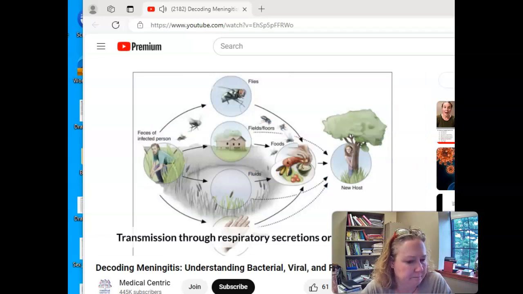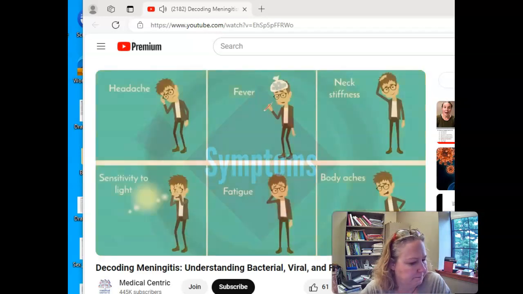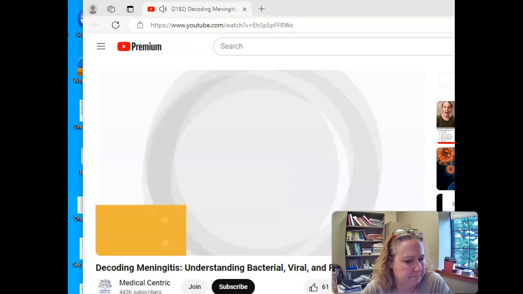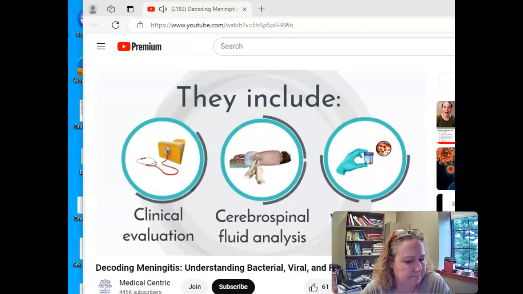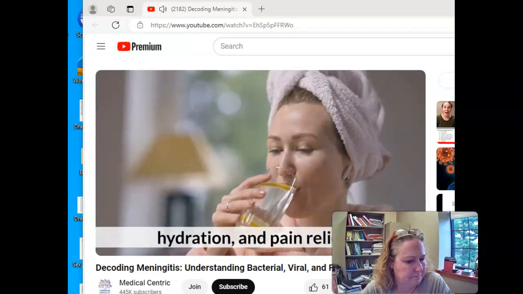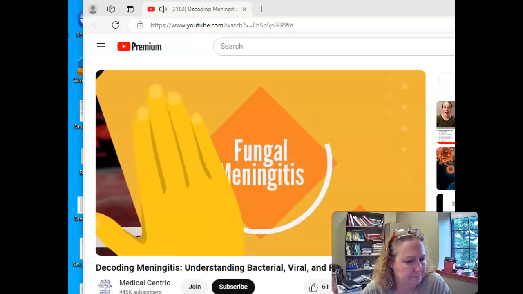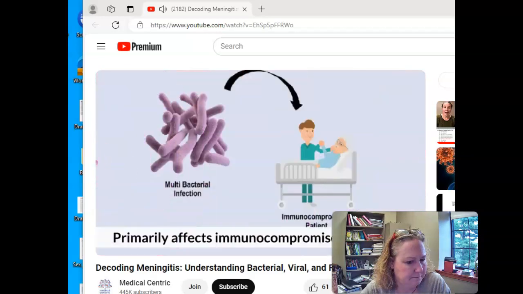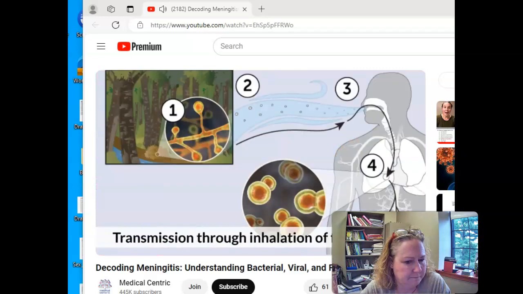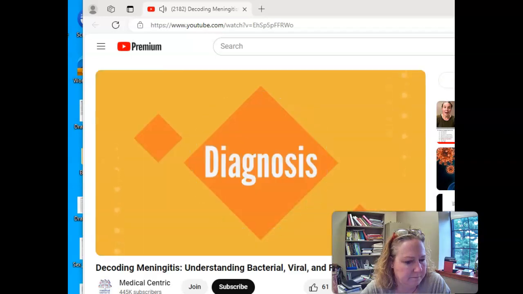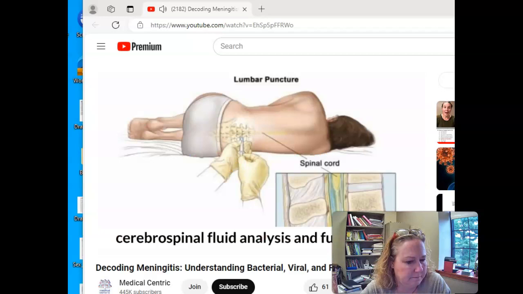Transmission through respiratory secretions or fecal oral routes. Symptoms: headache, fever, neck stiffness, sensitivity to light, fatigue, and body aches. Diagnosis: clinical evaluation, cerebrospinal fluid analysis, and viral testing. Treatment: supportive care, rest, hydration, and pain relievers. Fungal meningitis, caused by fungal infections like Cryptococcus neoformans or Histoplasma capsulatum. Primarily affects immunocompromised individuals. Transmission through inhalation of fungal spores. Symptoms and progression vary. Diagnosis: cerebrospinal fluid analysis and fungal culture.